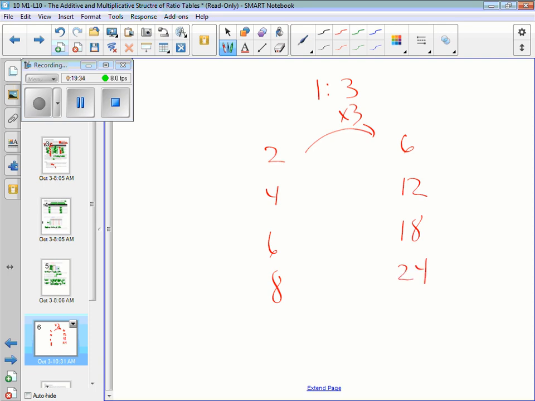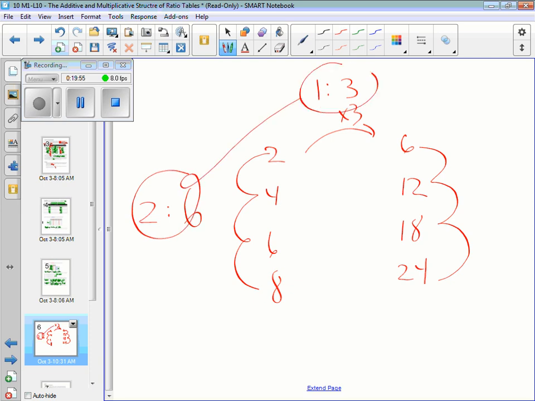Now watch. Let's do the additive structure. What are you adding by? 2. What are you adding by? 6. What's the value of a ratio that's 2 to 6? The additive structure of the table always reduces to its value of the ratio. Like I said, some of you will be like, oh, I got it, of course. Some of you are like, I don't quite get it. It's okay. We'll revisit it.